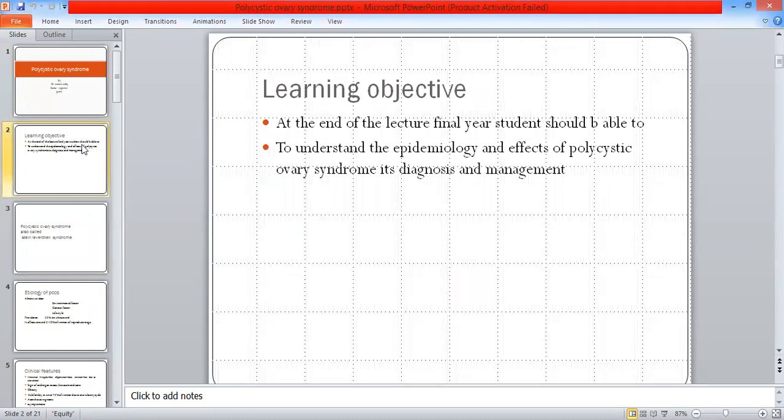The learning objective of this lecture is that at the end of the lecture, you should be able to know the epidemiology of polycystic ovary syndrome, the effect of polycystic ovary syndrome, how you diagnose polycystic ovary syndrome, and how you will manage it.